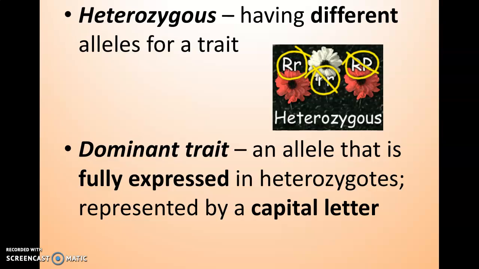A dominant trait is an allele that is fully expressed in heterozygotes, and that's represented by your capital letter. So that capital R right there is the dominant trait. Can you guess what the dominant trait is? If you said the color red, you'd be right, because the capital R organism is a red flower, and the capital R, lowercase r organism is also a red flower. So that color red is a dominant trait. If you have a capital letter there, that flower is going to be red.